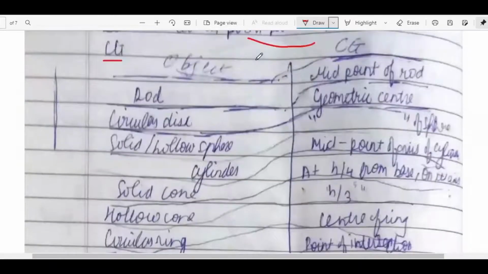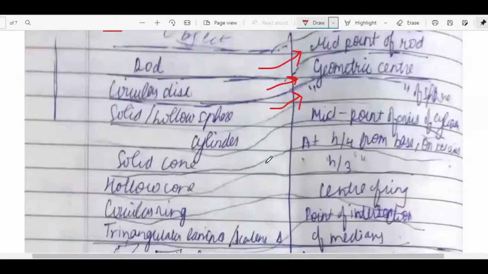This is the list of all the objects and their center of gravity. For a rod, it is the midpoint of the rod. For a circular disc, it is the geometric center. For a solid or hollow sphere, it is the geometric center of the sphere. For a cylinder, it is the midpoint of the axis of the cylinder. For a solid cone, it is at a height h upon 4 from the base on its axis.